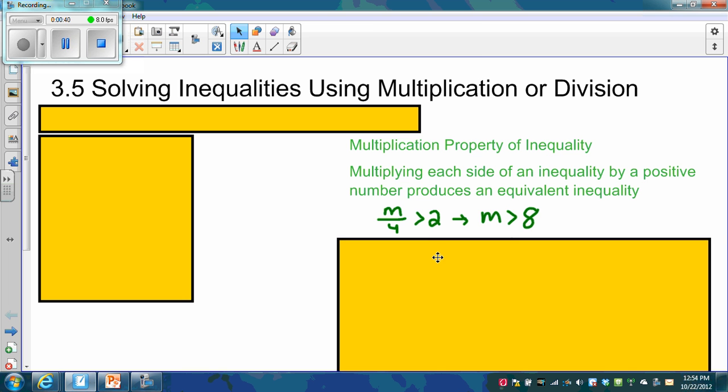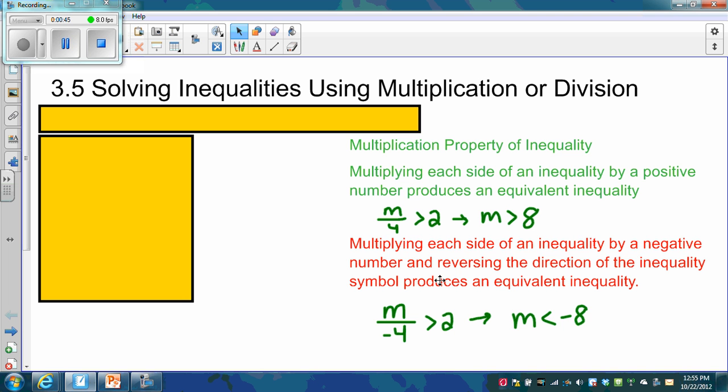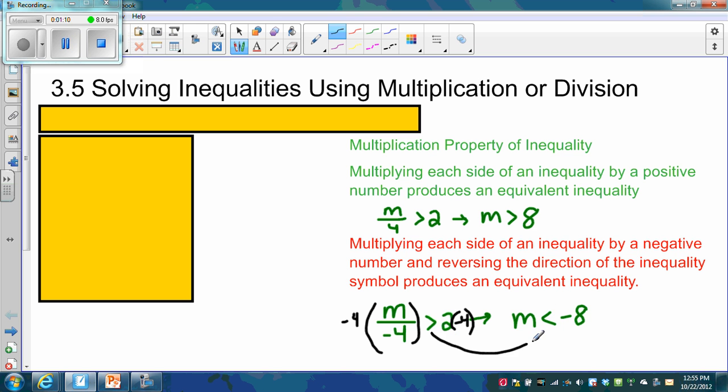The thing you need to remember is when you multiply each side by a negative number, you end up reversing the direction of the inequality to produce an equivalent inequality. So in this case, m divided by negative 4, when we multiply both sides by negative 4, it becomes m, and we switch the sign. Notice that they're not the same. You reverse it, so m is less than negative 8. If you forget to switch the sign, then you're not going to have the correct answer.